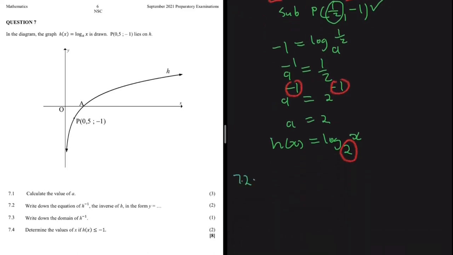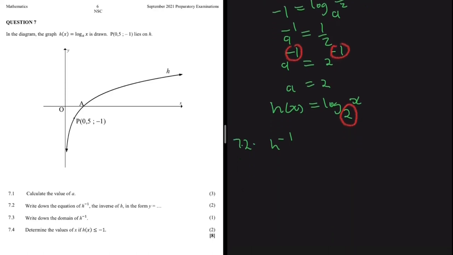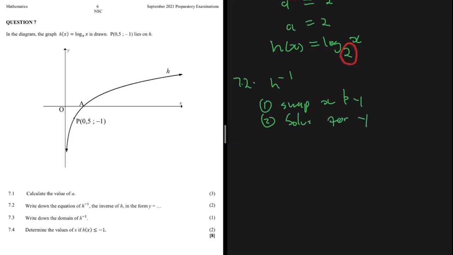So 7.2 is saying let's write down the equation of h inverse in the form y equals. So how do you find the inverse of a function? Well, the first step, you swap x and y, and then the second step, you solve for y. And after you've done that, you are essentially done, right? So let's see what we're talking about. We know that h of x or y is equal to log of x base 2. So let's go ahead and do step number 1, which is to swap x and y.